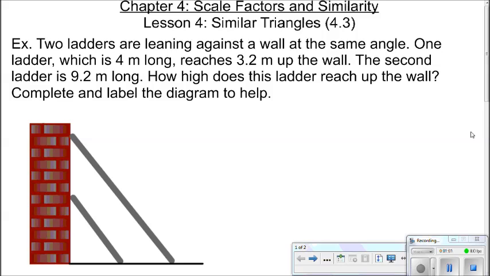One ladder is 4 meters long and reaches 3.2 meters up the wall. The second ladder is 9.2 meters long. How high does this second ladder reach up the wall? Complete and label a diagram to help. So they're at the same angle, that's important.